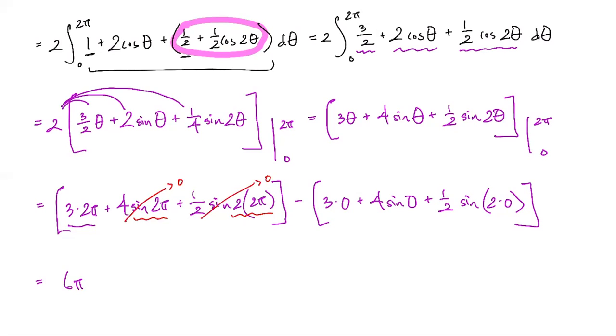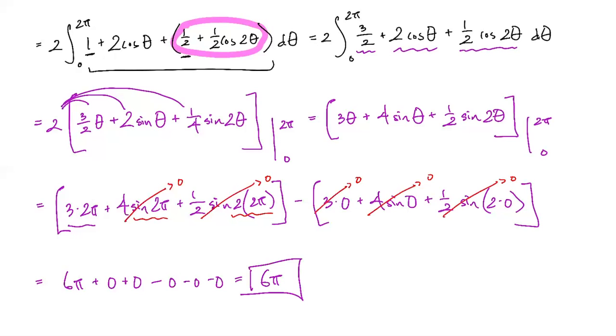So already I have 6 pi plus 0 plus 0. A lot of things are dropping out. That's okay. Minus. What happens to 3 times 0? That goes to 0. This goes to 0. This goes to 0. So we have minus a whole bunch of zeros. And our answer is 6 pi.